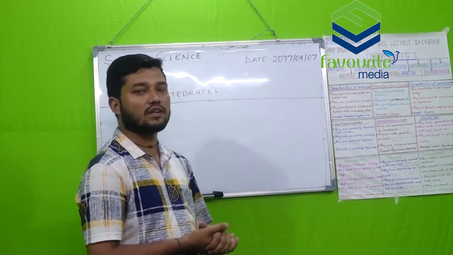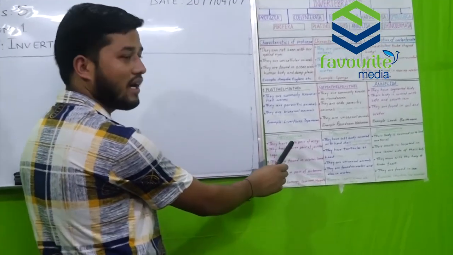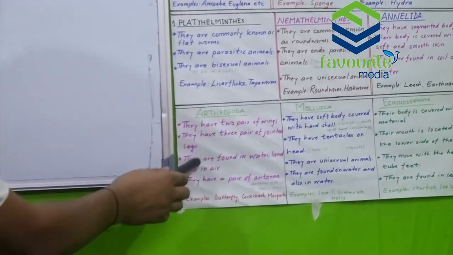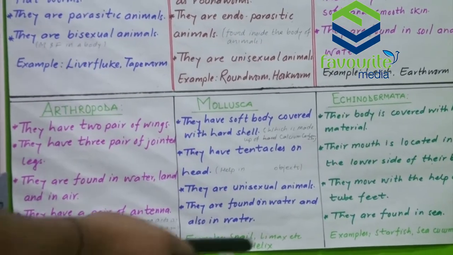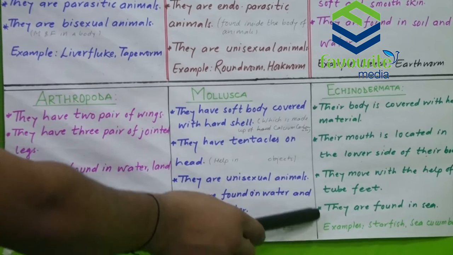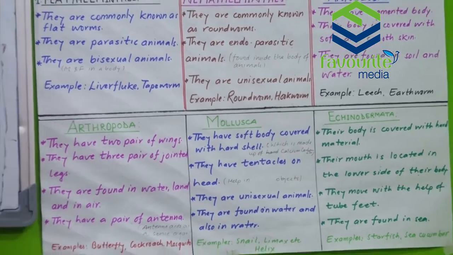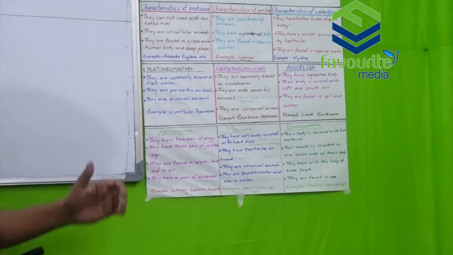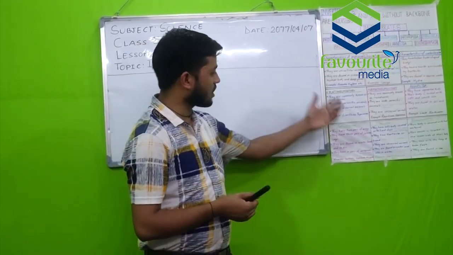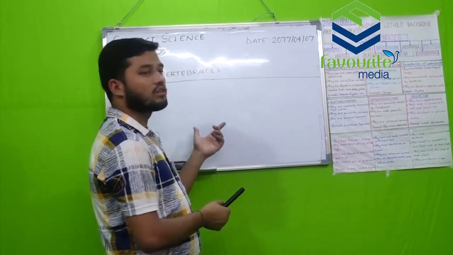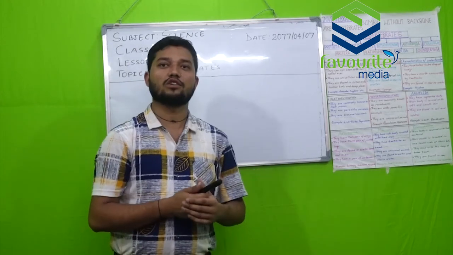Let's look towards the chart once. First, I have mentioned the characteristics of Arthropoda with examples. Here I have mentioned four characteristics of Arthropoda. Similarly, I have mentioned four characteristics of Mollusca on the chart, and another is the characteristics of Echinodermata with examples. So you have to copy the characteristics with examples, with clear handwriting. You can copy the characteristics from the chart, or I will write here on the board. So let's discuss the characteristics of Arthropoda first.